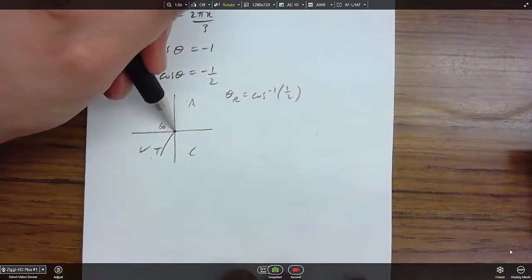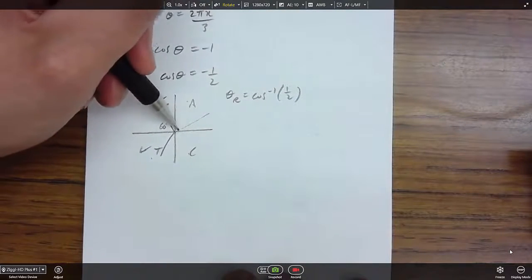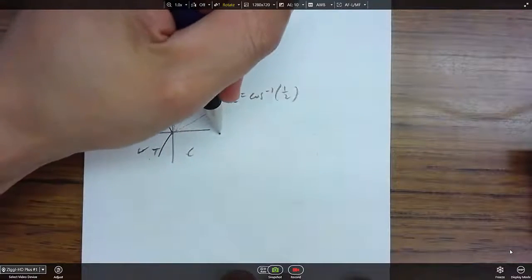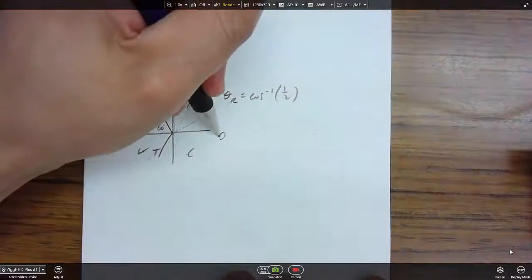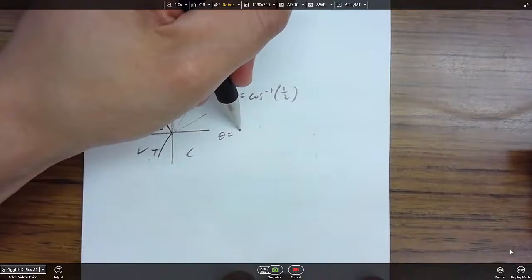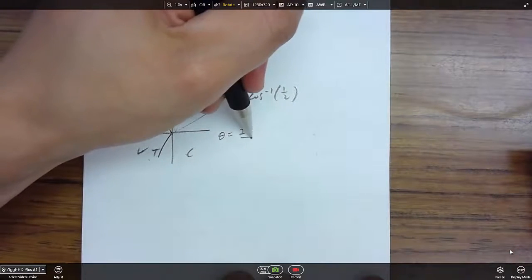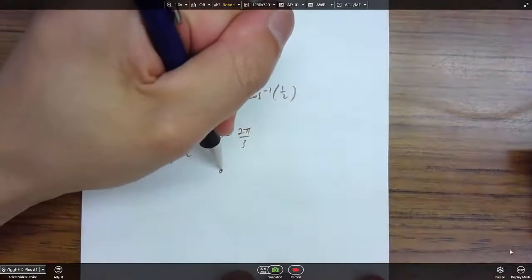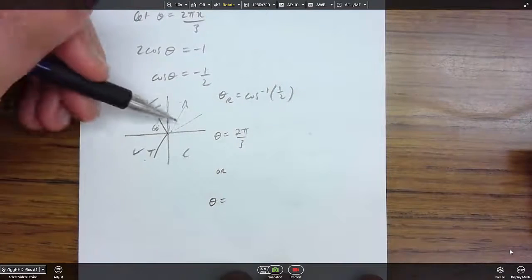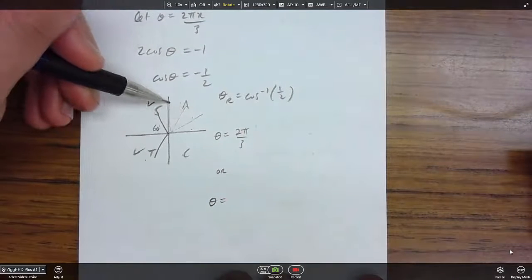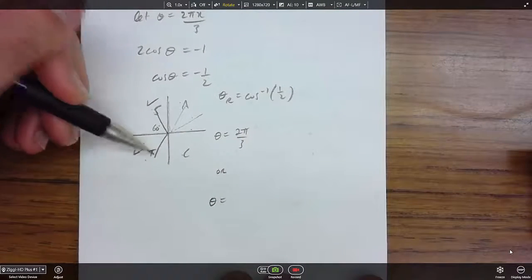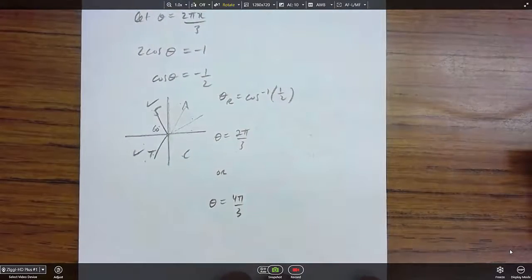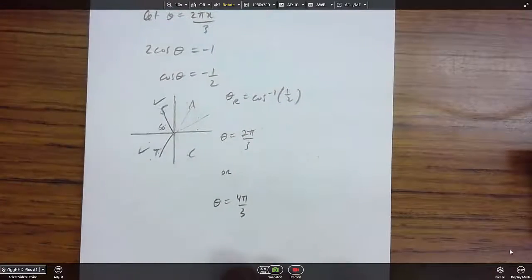So let's count. This here is 30 degrees, or pi over 6, 2 pi over 6, 3 pi over 6, 4 pi over 6. So we're going to say that theta equals 4 pi over 6, which is 2 pi over 3, as a possible solution. Or theta equals 8 pi over 6, which is 4 pi over 3 radians. So these are our two possible answers.